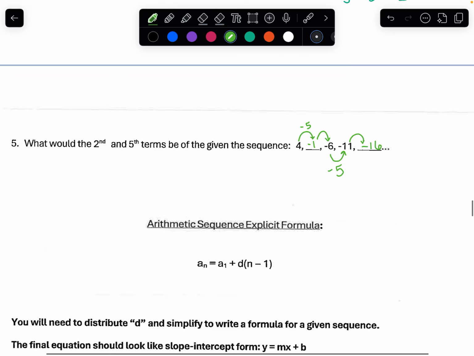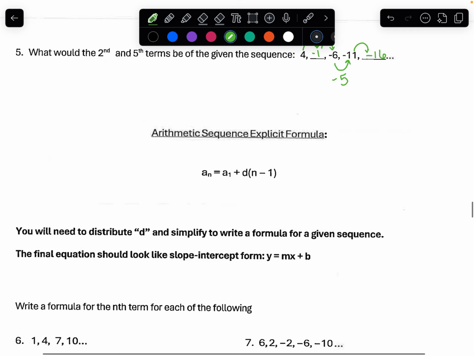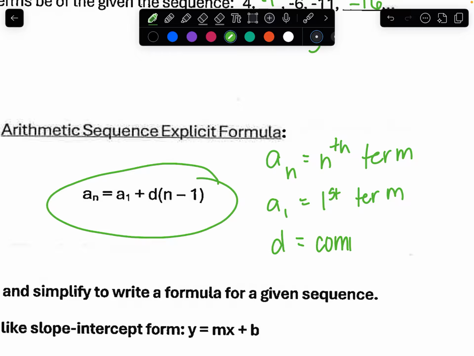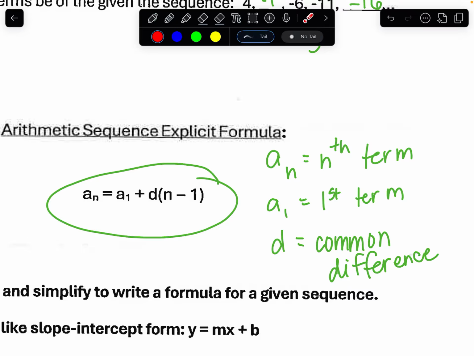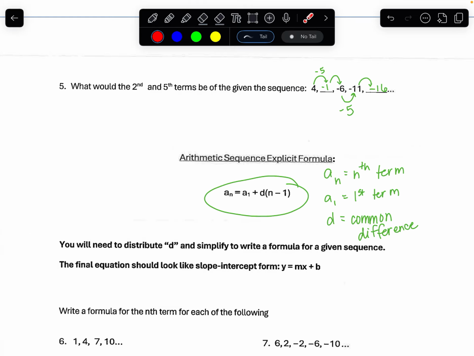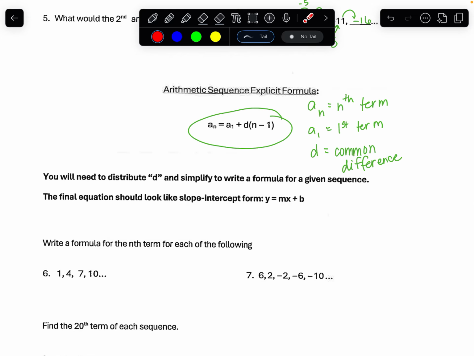Now, this is all leading up to being able to create this thing called an explicit formula, where a sub n is the nth term, a sub 1 is your first term, and d is your common difference. Later in the video, we will see why we do n minus 1. For right now, let's just kind of explore using that arithmetic sequence.